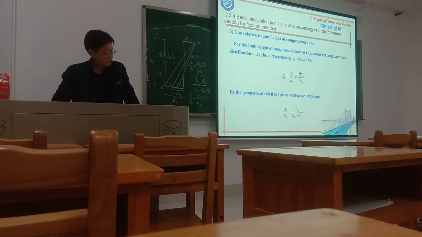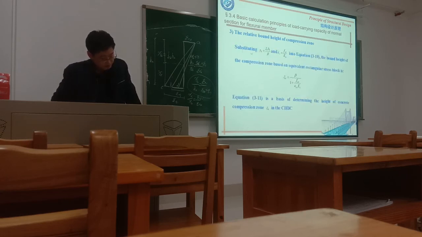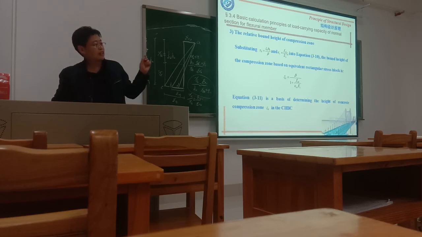Plus beta. So, substitute XB and sigma Y into the formula for the boundary height of the compression zone. You can go this way. You see, they replace this by this, because FSD is the standard tensile strength of the reinforcement, and E is the modulus. So we can replace epsilon Y by this. Then finally, for CD, we can use this formula. This is the basis for determining the height of the concrete compression zone.